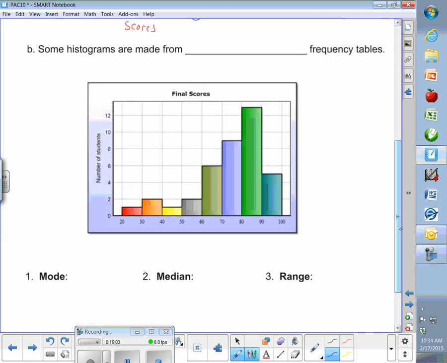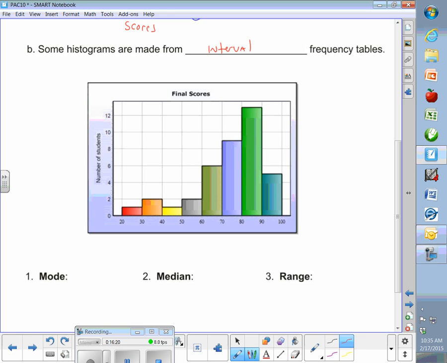Some histograms are made from, and I'm going to use red here, interval frequency tables. From interval frequency tables. Okay, Mr. Scarfi, what do you mean by an interval?